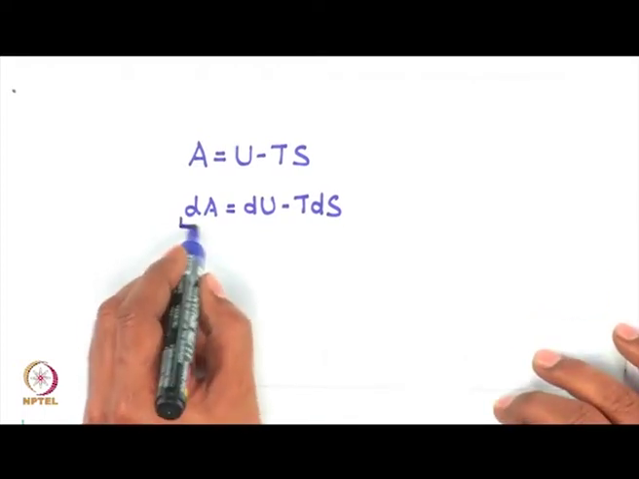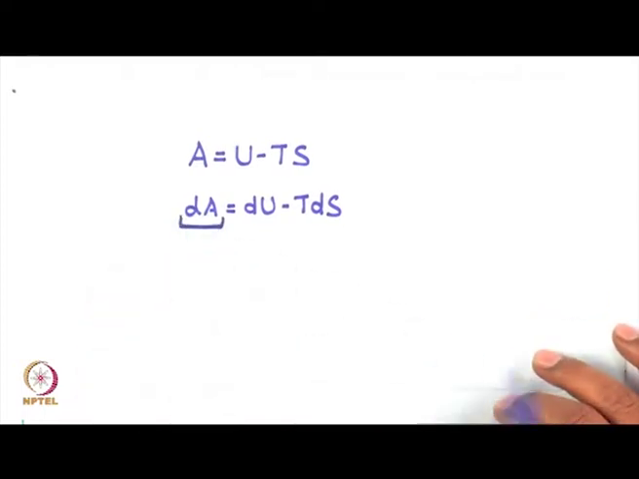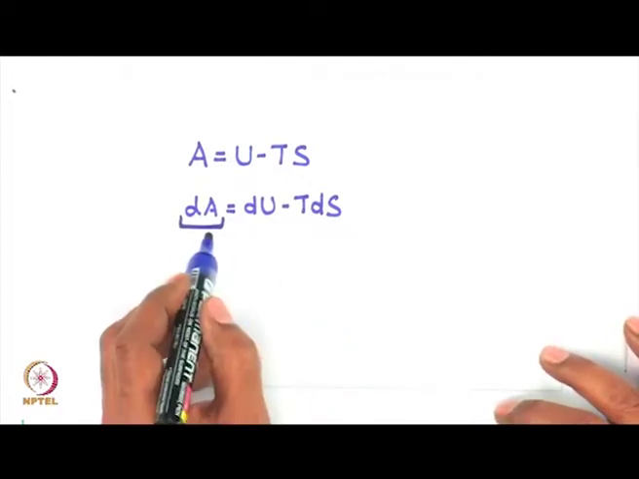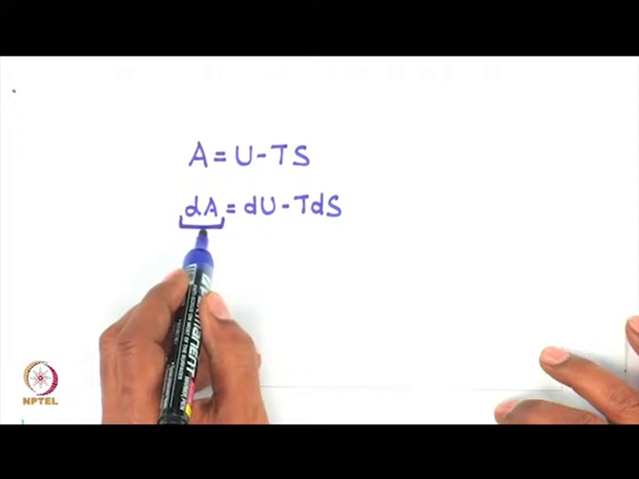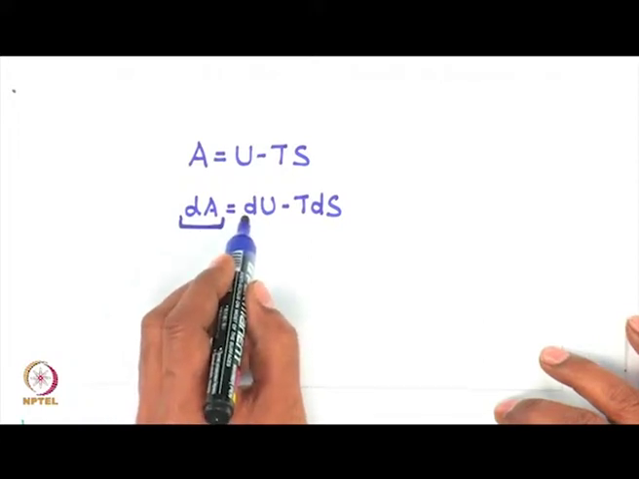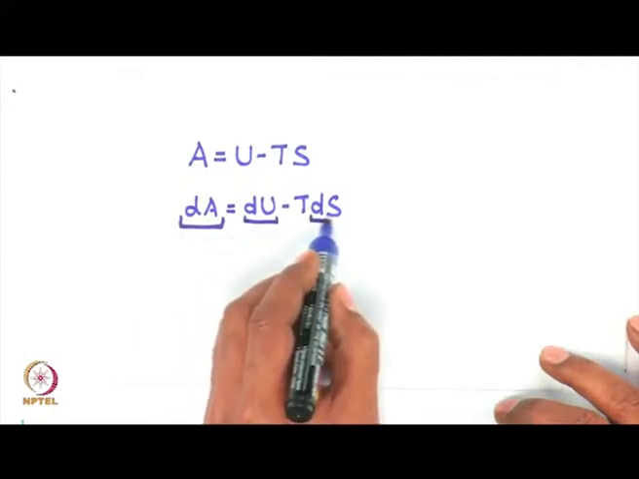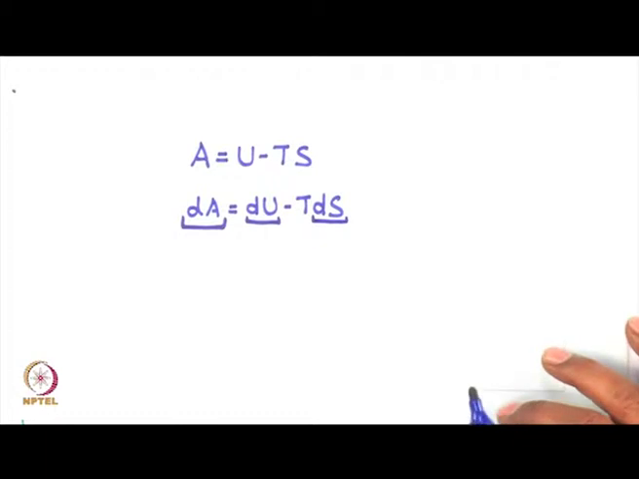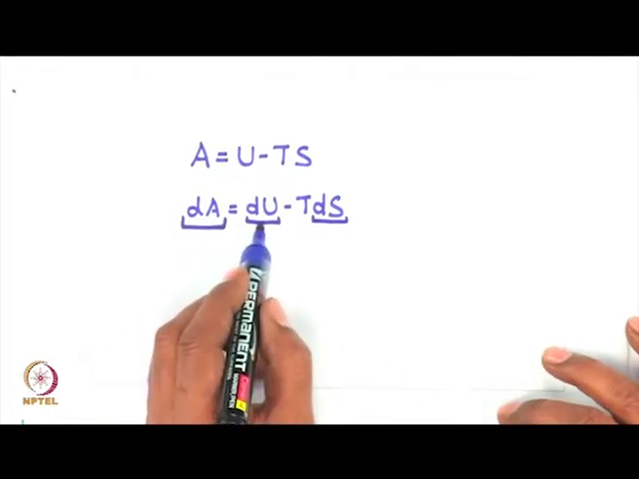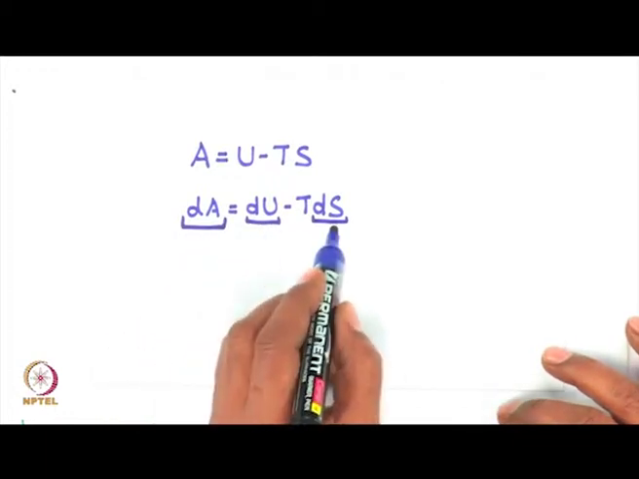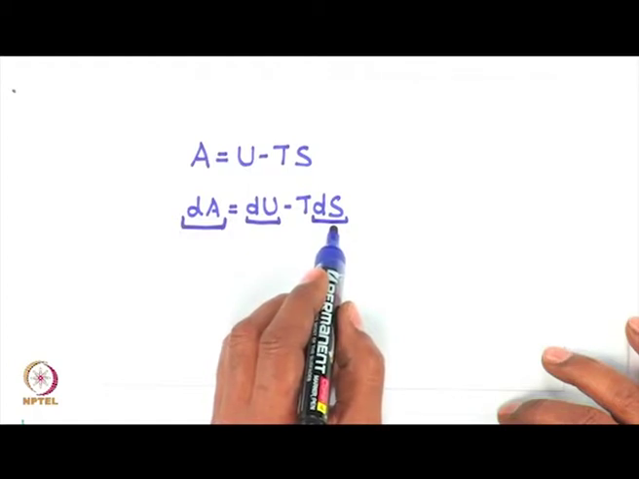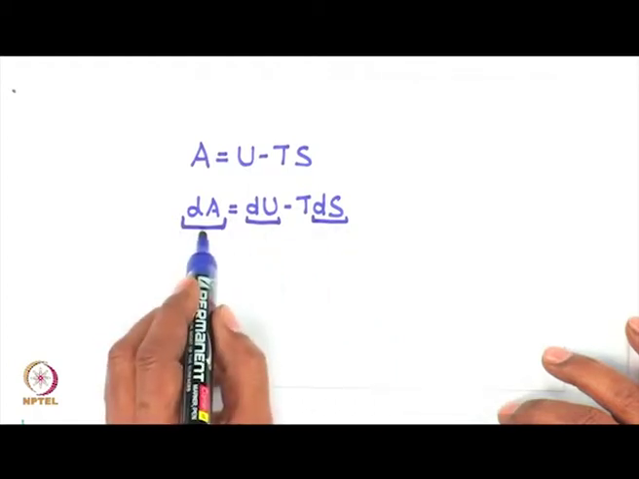And we are interested in the negative value of dA. The negative value of dA is in the direction of negative value of dU and positive value of dS. What I mean is, if dU is negative, dS is positive, then it supports the negative value of dA.